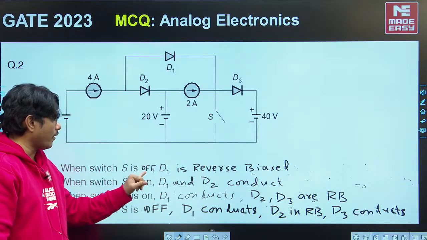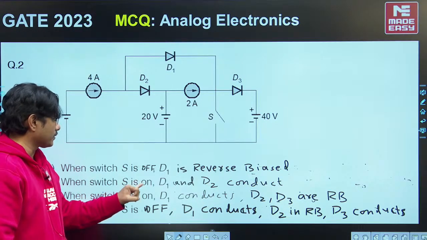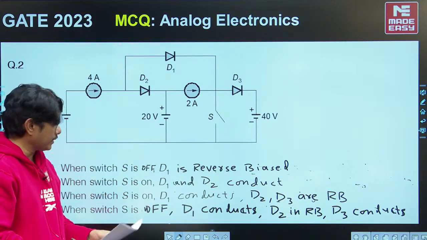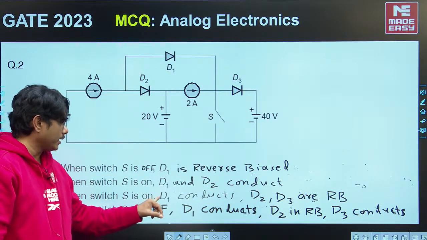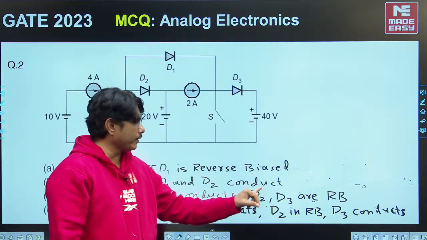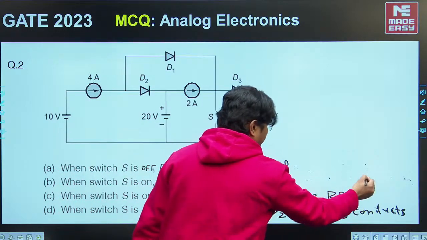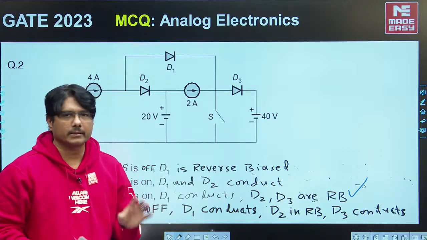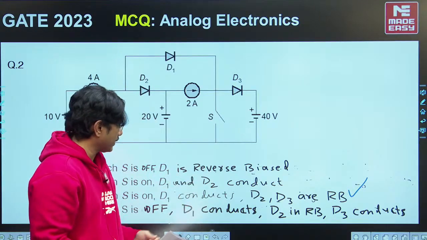When switch is off, D1 is reverse bias. Okay, and switch is off, another one. At option C, if you say switch is on, D1 conducts, D2 and D3 getting reverse bias. I think this option will be good. And not only that, I am expecting this to be an MSQ question, because some more options are there.